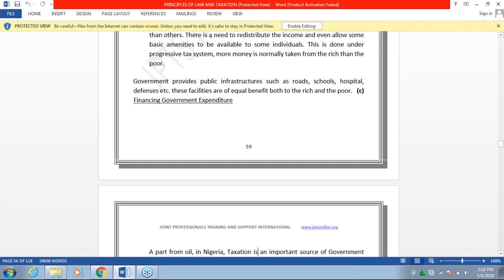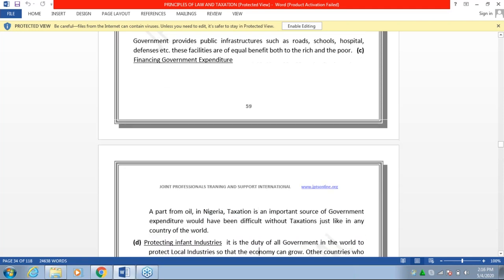And number three is financing government expenditure. Yes, from whatever is done through fiscal policy, as we have earlier said, they use it in order to finance government expenditure, because apart from oil, taxation is an important source of government expenditure. So all things being equal, expenditure would have been difficult without taxation, just like in any part of the world.